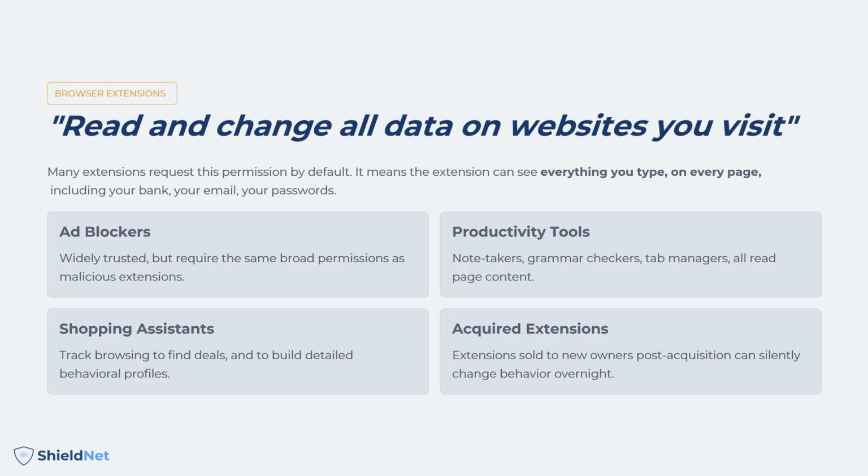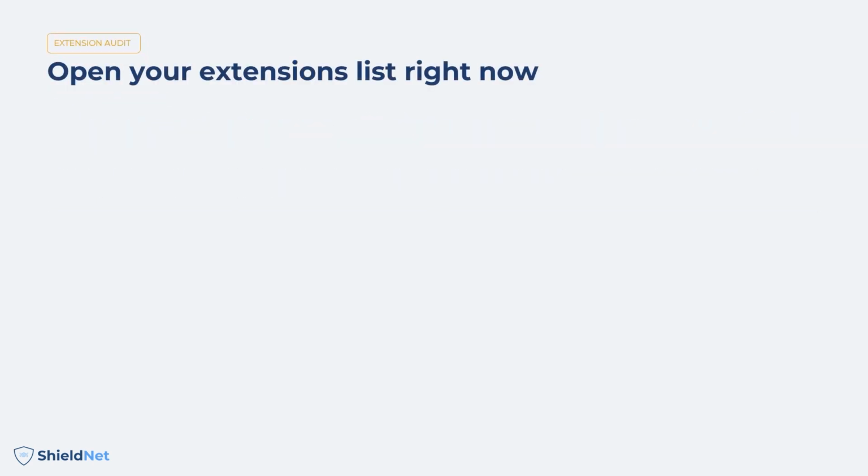Extensions you no longer use. Browser extensions can be sold to other developers after acquisition, who then update them with data harvesting or malicious code. The user who installed a legitimate tool 3 years ago may now have malware. This is how several major extension compromises have unfolded.